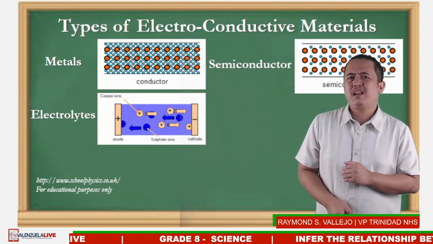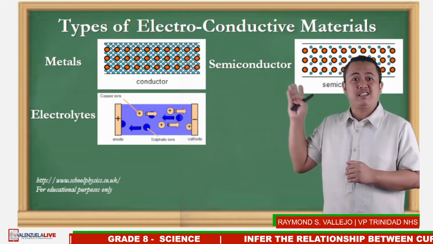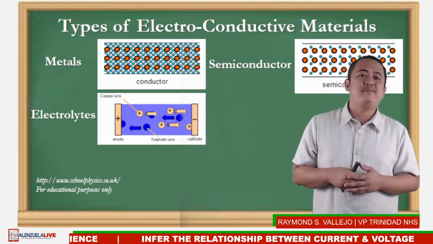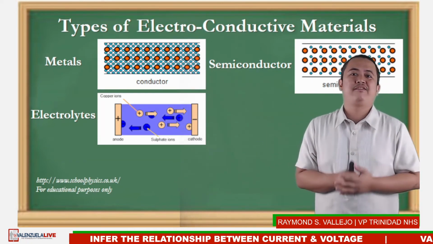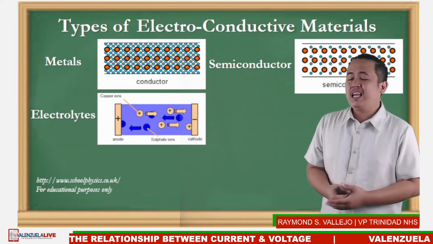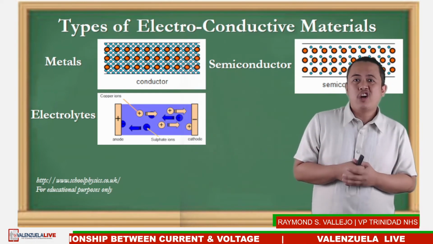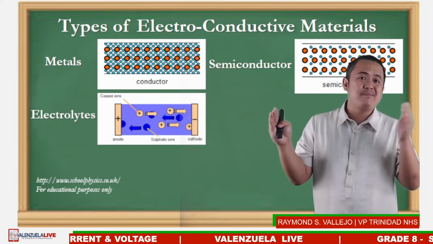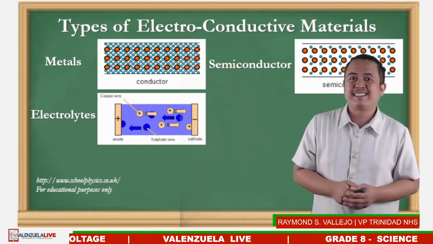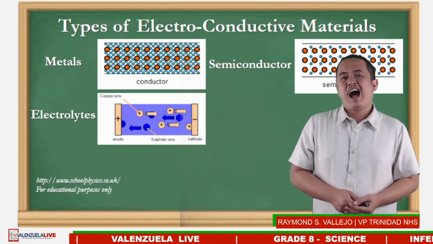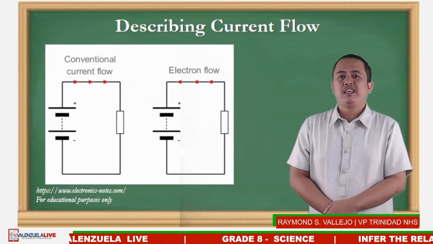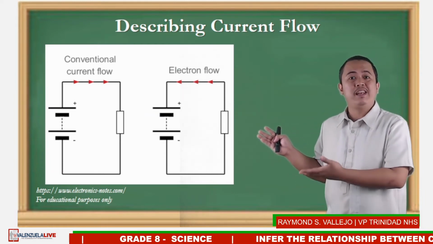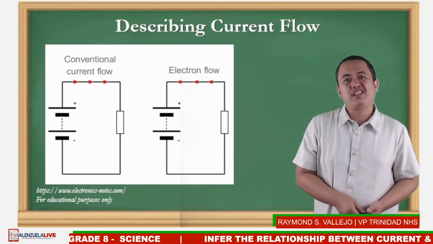If the material is a semiconductor like silicon and germanium, the charge carriers can either be positive or negative. If the material is an electrolyte, charge carriers can be both positive and negative particles. A flow of positive charges gives the same electric current as the flow of negative charges in the opposite direction.